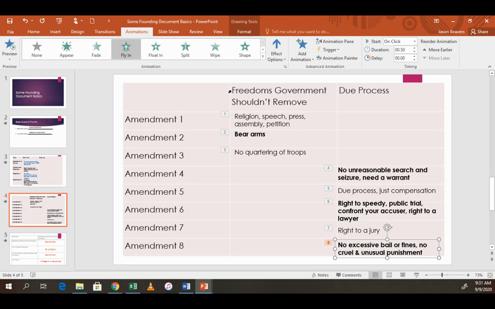In other words, there are freedoms that should be protected. That's this category right here. And then there are some freedoms that have to do with due process. If you get convicted of a crime or accused of a crime, you should be able to have a process that has to be gone through.